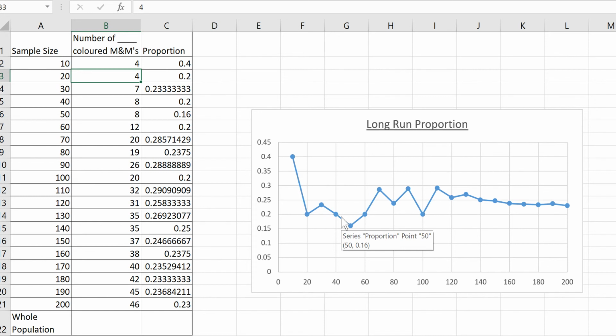So in proportion, we had 40% or 0.4 of the proportion being red, and with a sample size of 20, we can see that it was closer to 20%. Now when we went up to a sample size of 30, we went to 23%. So you can see that this is bouncing around, and that's reflected in the graph.